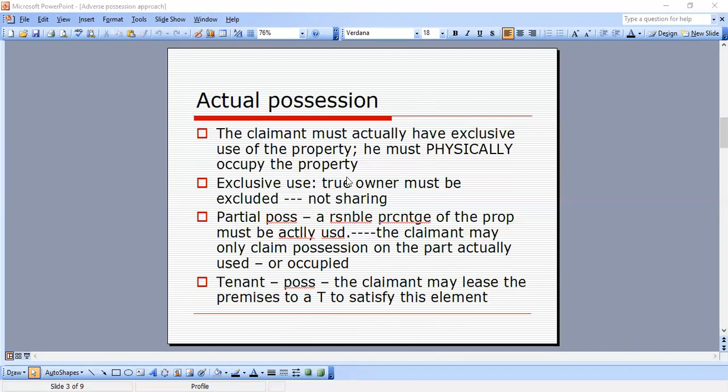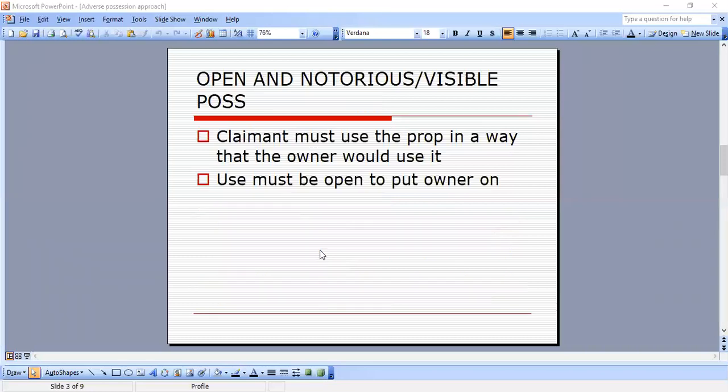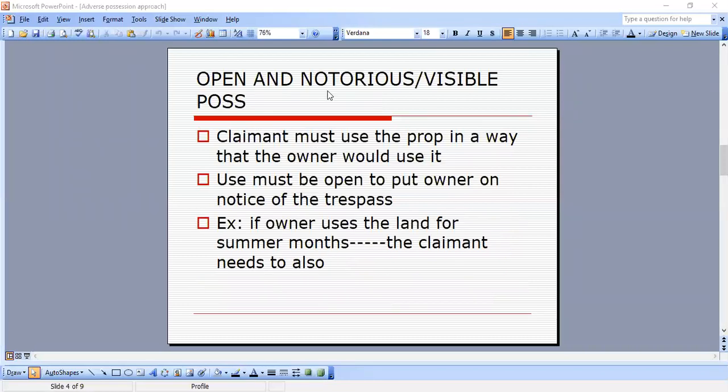So this is actual possession. These are the elements. A lot of this comes up on MBE, so you really need to know these, not memorize, but just know how it works. Next one is, okay, so we have open and notorious or visible possession, I call it.